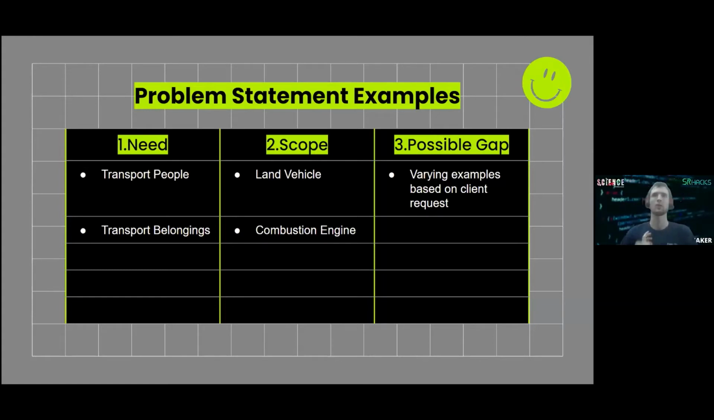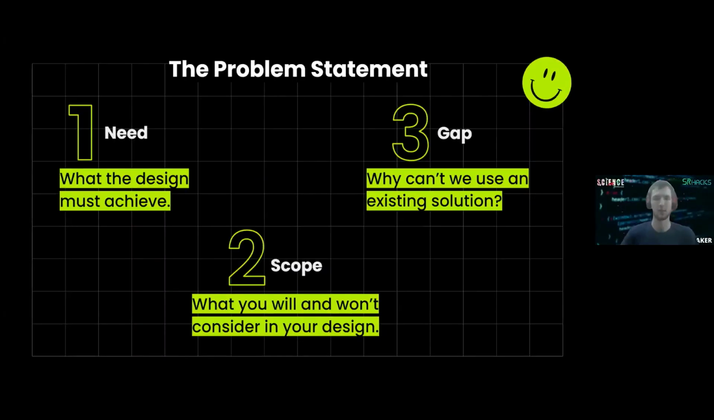You would say, what does my design, let's go back for a sec. What does my design need to achieve? The need. What am I going to consider and not consider for my design with the scope? What am I scoping into with this telescope analogy? And why can't we use an existing solution as the gap? What is the hole that my design is filling?